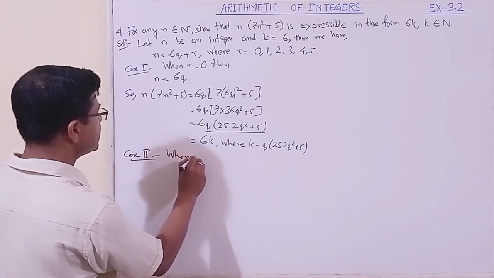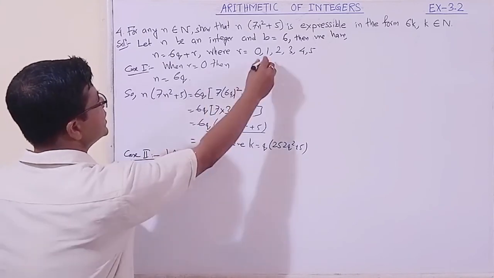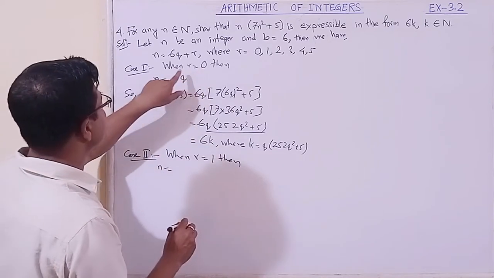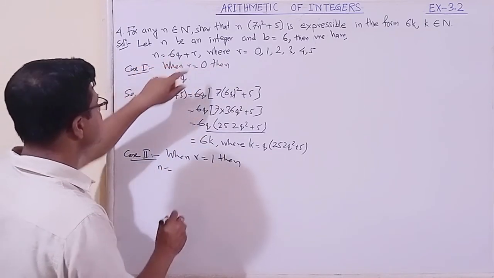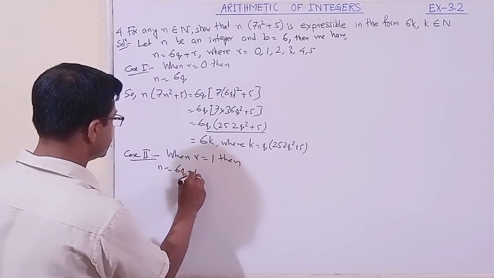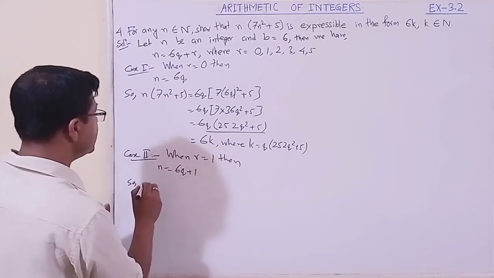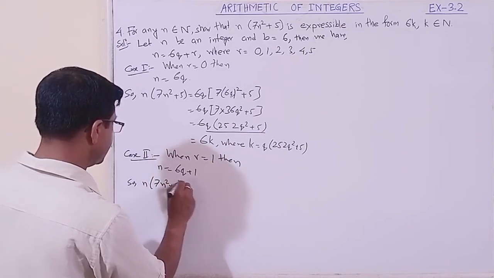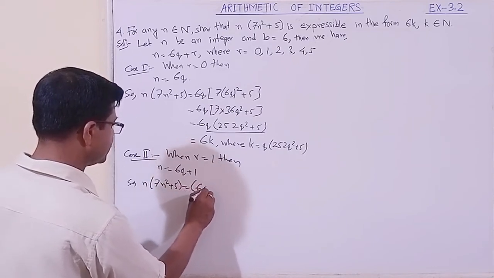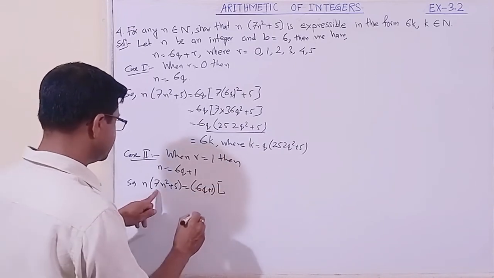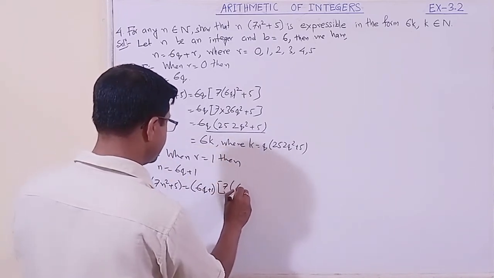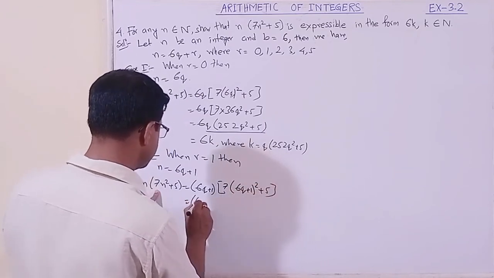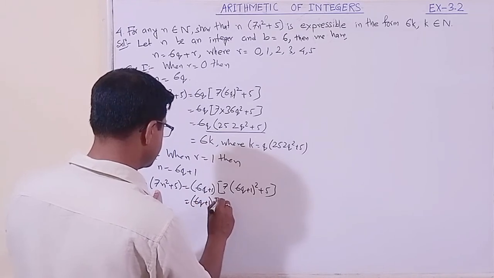Case 2. When r is equal to the next value 1, then what will be the value of n? 6q plus 1. So let us take that value, n into 7n square plus 5. n is how much here? 6q plus 1. This is 7n square. n is 6q plus 1, n square plus 5.